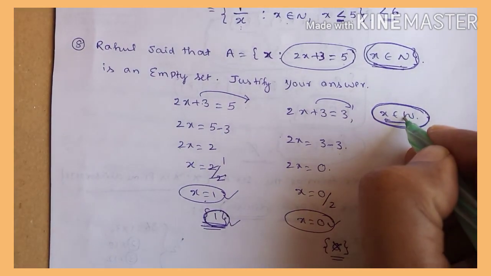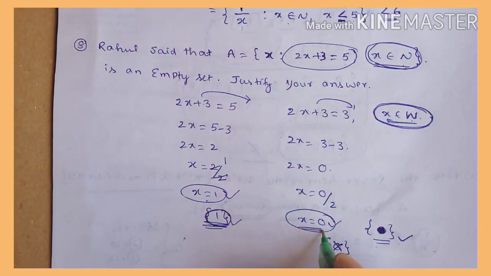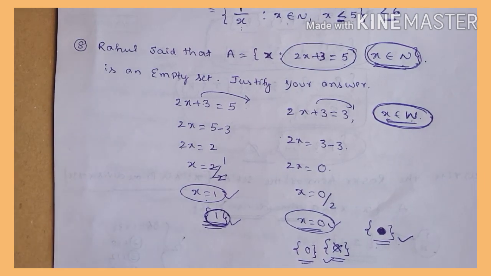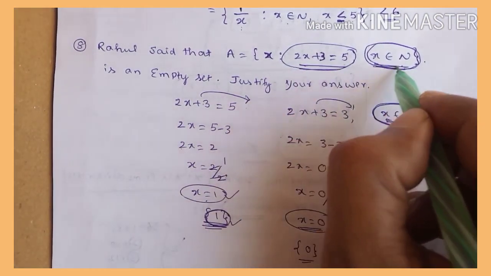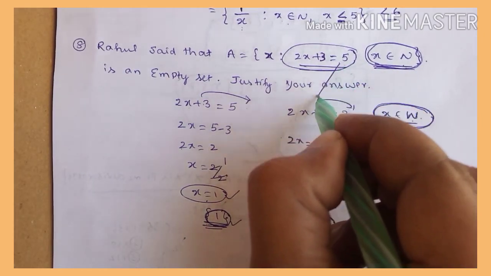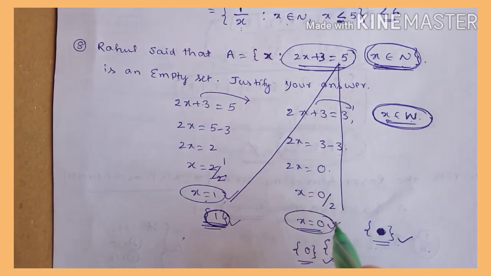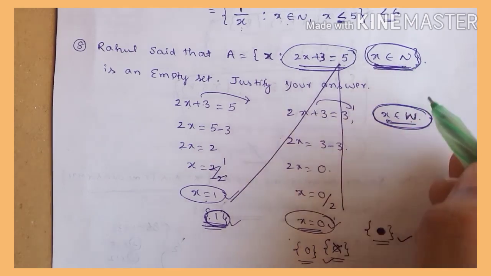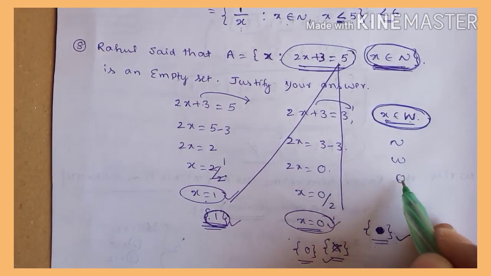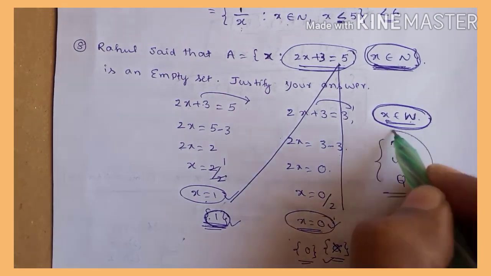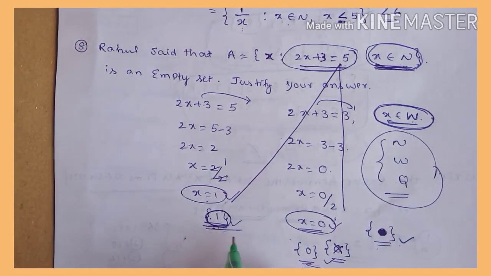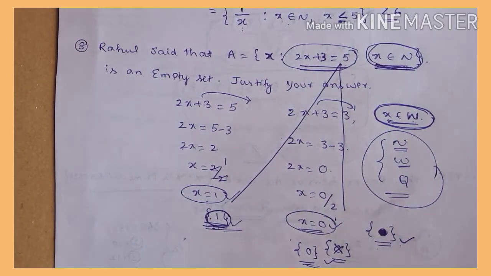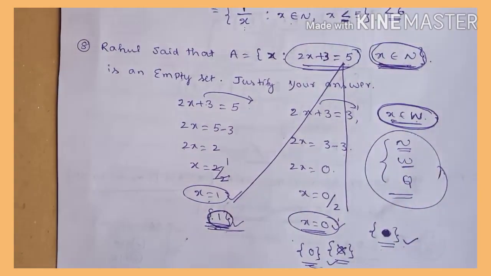Suppose we are given x belongs to W. Then if we get x is equal to 0, you can write it, and it is not an empty set because it contains one element. So you have to observe the first condition and also the second condition. The first one you definitely have to solve. In any case you have to solve first. After getting the result, you have to check the set, what it is: is it a natural number, whole number or rational number? According to the given set, is the element satisfying it? Then you can write that element in the set. If not, no need to write. After that you can decide according to the given problem.